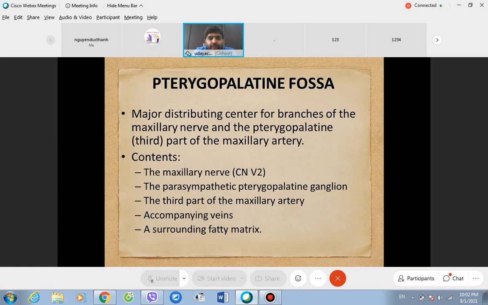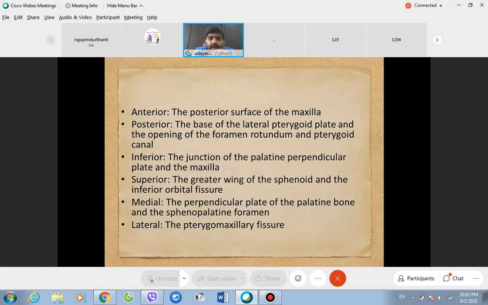Coming to the pterygopalatine fossa, it is a major distributing center for branches of the maxillary nerve and the pterygopalatine part of the maxillary artery. The contents being the maxillary nerve, the parasympathetic pterygopalatine ganglion, the third part of the maxillary artery, accompanying veins, and the surrounding fatty matrix. Coming to the boundaries.